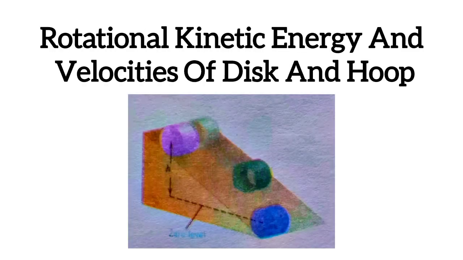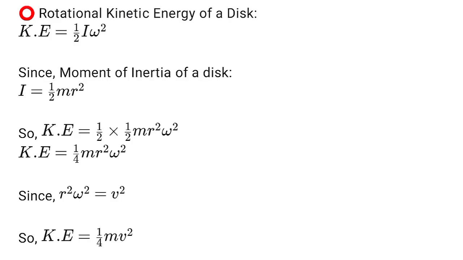Rotational kinetic energy and velocities of disk and hoop. Rotational kinetic energy of a disk. Kinetic energy equals 1/2 multiplied by moment of inertia multiplied by omega squared. Kinetic energy equals 1 divided by 2 multiplied by I omega squared.